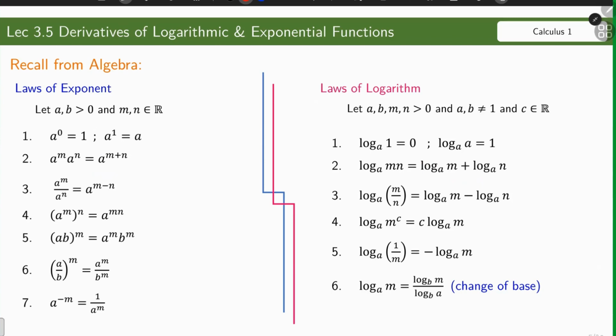Number 3, logarithm of a quotient, provided that N is greater than 0, positive. The logarithm of that is equivalent to logarithm of M minus logarithm of N, both to the same base A. Number 4, logarithm of a power, we have logarithm of M raised to C to the base A. We can take down the power, put it in the front like this one. So this is analogous to number 4.